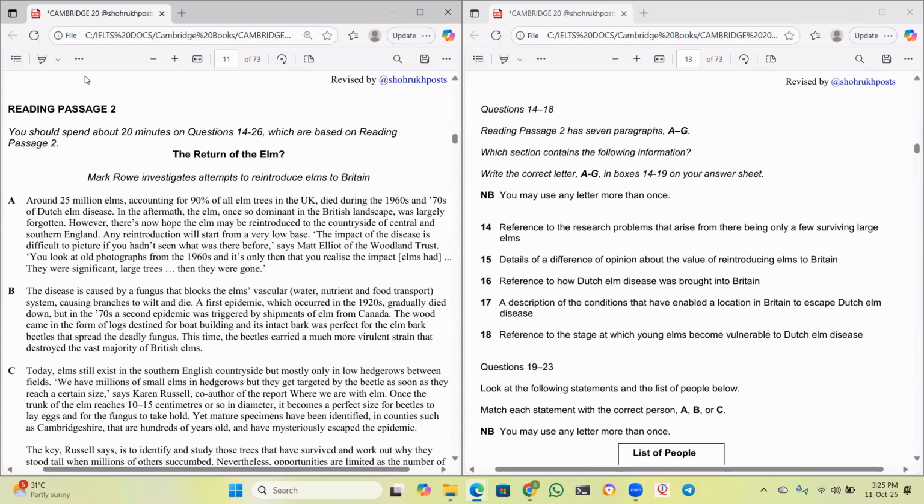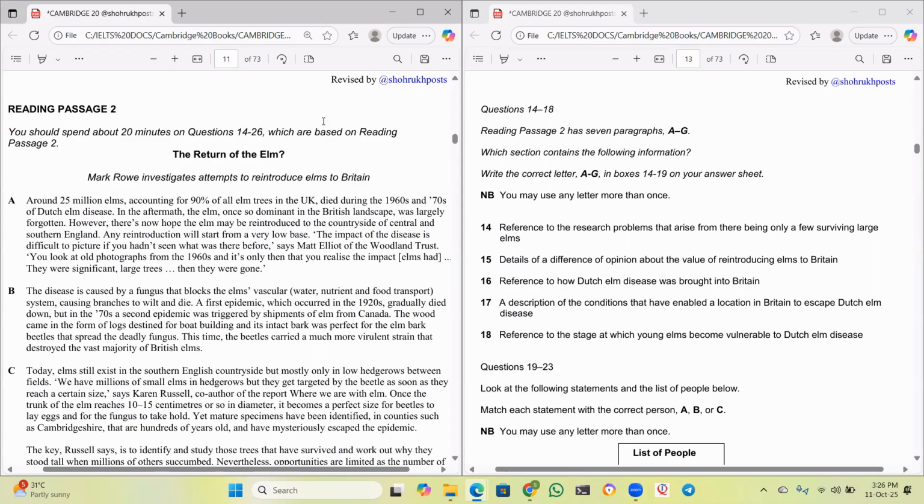As you can see, the passage says "The Return of the Elm." So this is Cambridge 20 Test 1 Passage 2. Today I'll be solving this passage, so please pay attention closely.